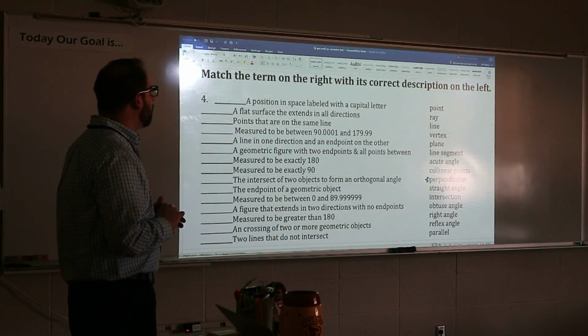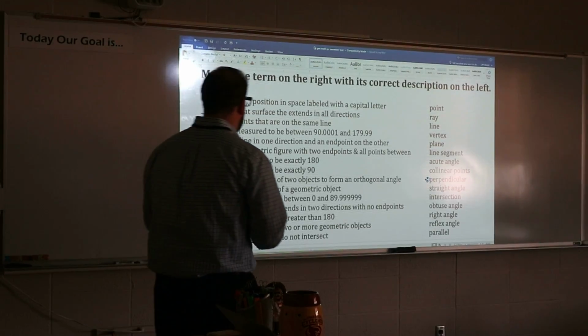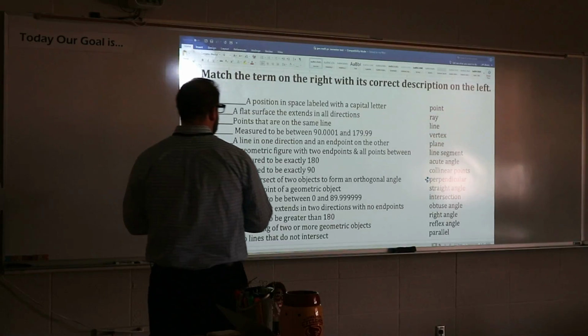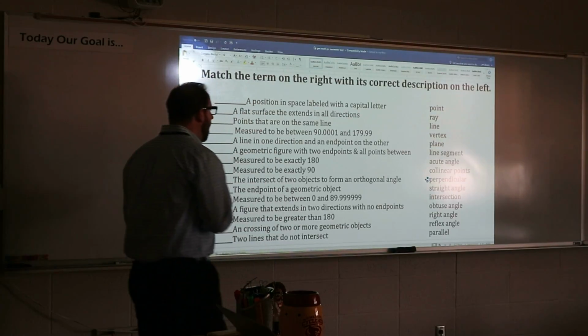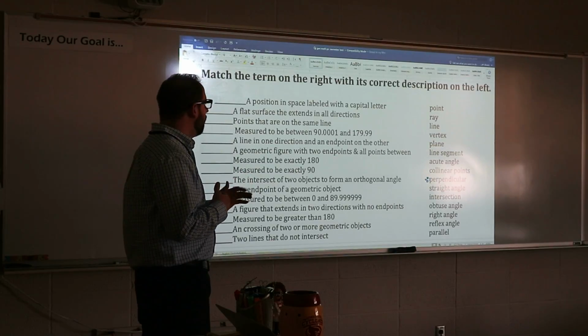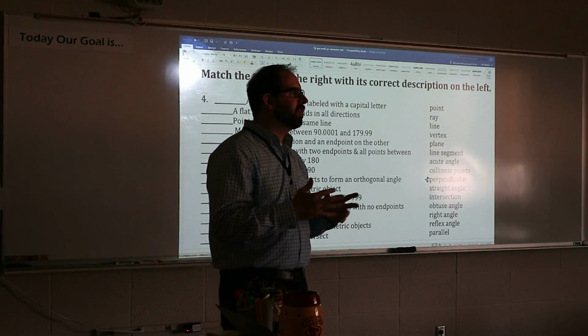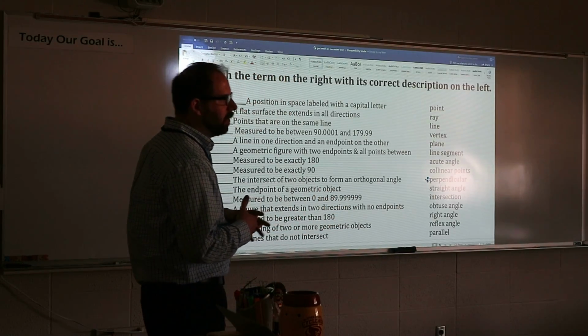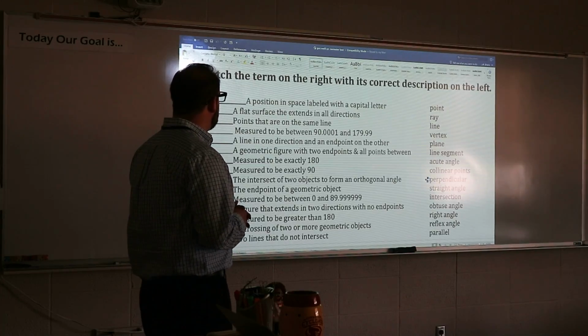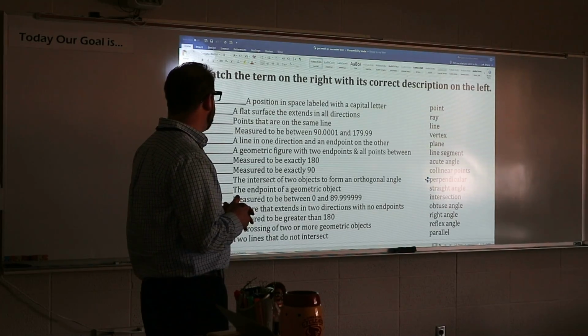All right. Okay. Perpendicular. It's two geometric figures that intersect at a right angle, or at an orthogonal angle. Perpendicular. It's two geometric figures that intersect and form an orthogonal angle, or a right angle, or a 90-degree angle. It's right above vertex.